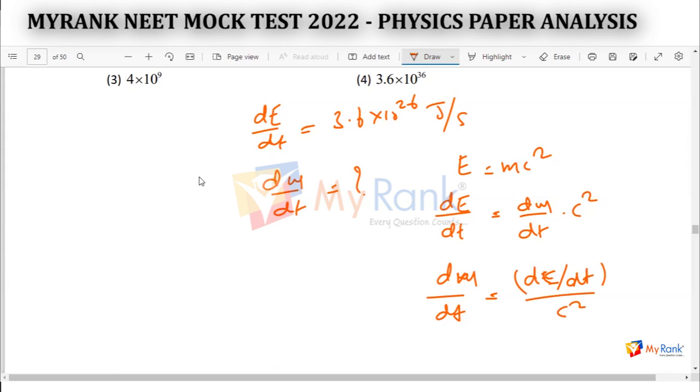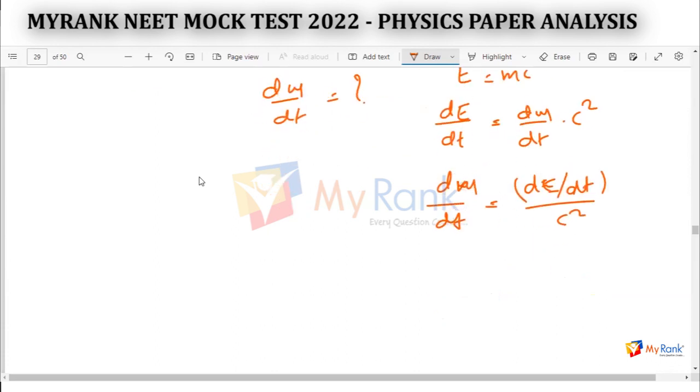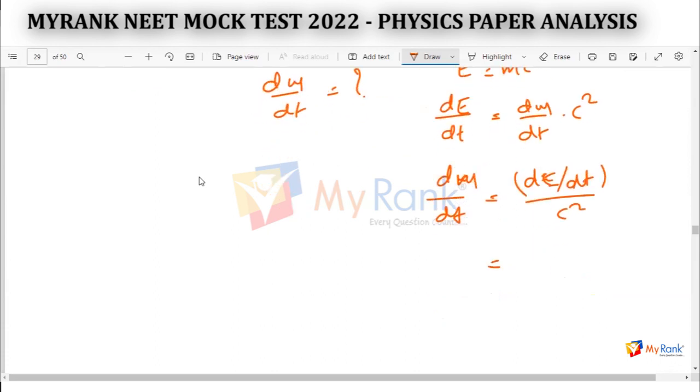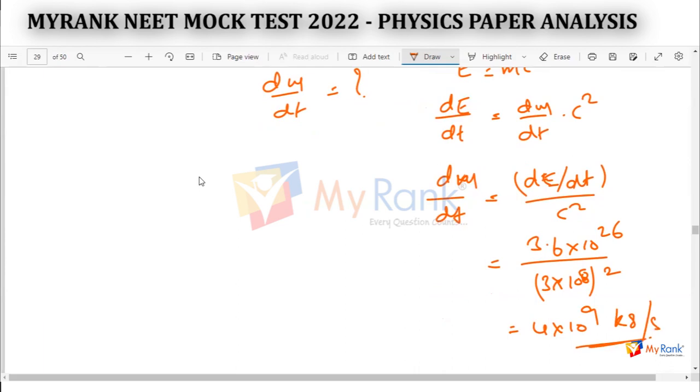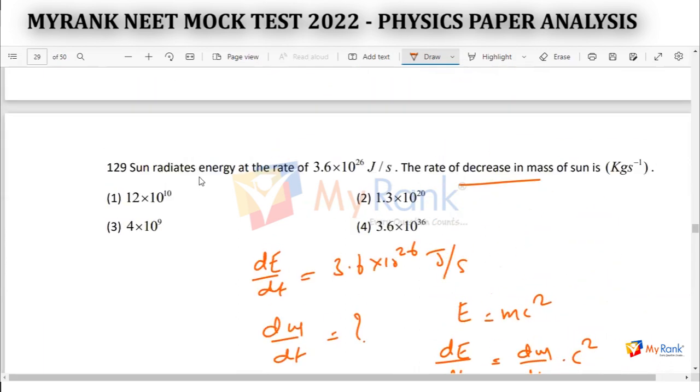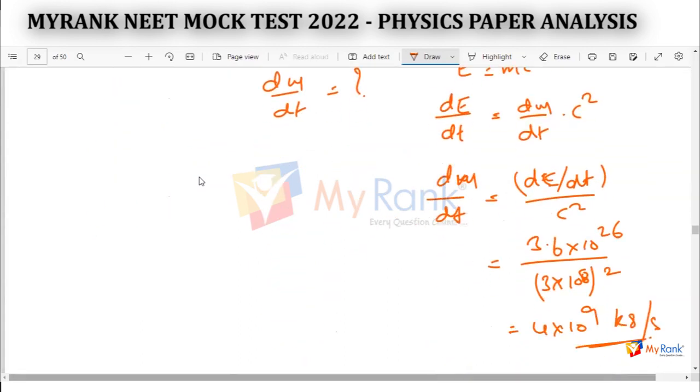So what's the value? Can anybody say? Given value is 3.6 into 10 power 26 divided by c square, which means 3 into 10 power 8 whole square, students, 9 into 10 power 16. So we are going to get this many kg per second, students, 4 into 10 power 9. So the correct option is the third one, students.